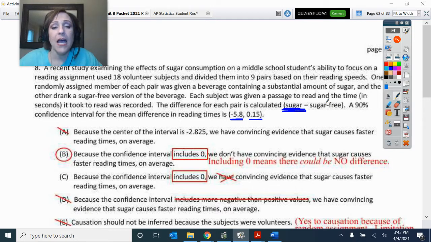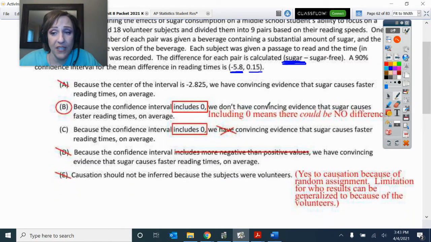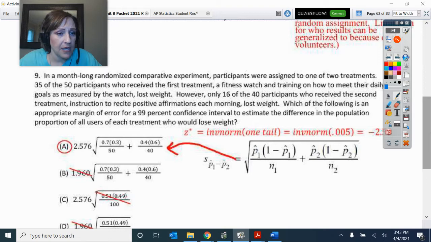Okay. But the key is, because there is zero, there could be zero difference. So there could be no difference. That's why B is then the answer. We do not have convincing evidence one way or the other. All right. Number 9. So this was another one where we had to know and understand this formula.